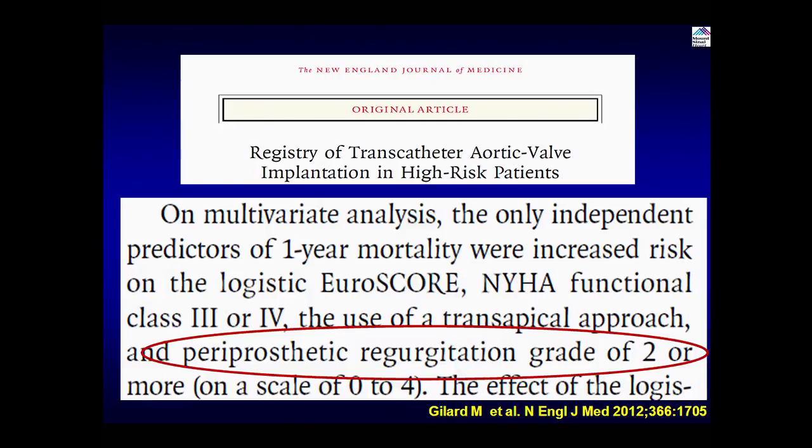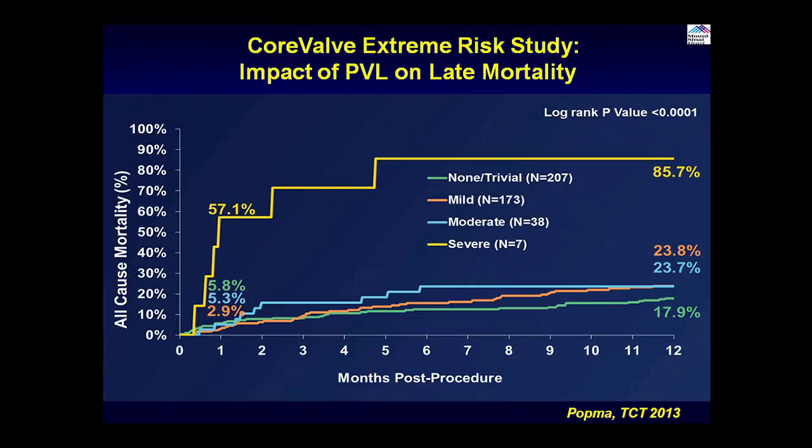Next. And that really, next slide, basically is shown by our CoreValve trial. And this is exactly what we knew when we were doing the trial, that once you have mild, moderate, none, there is no gradient at 1 year mortality. Only when you are severe. Severe basically means you failed. The valve didn't work. So that's a different story.